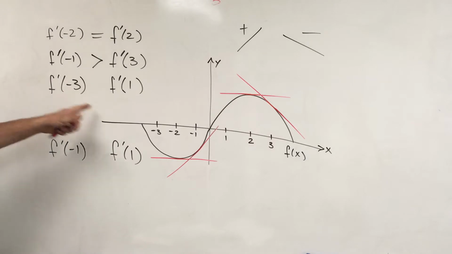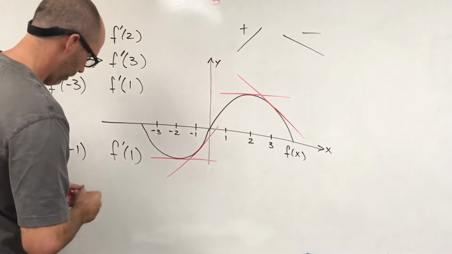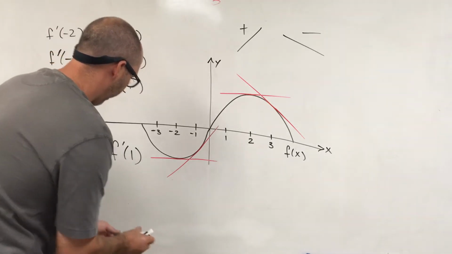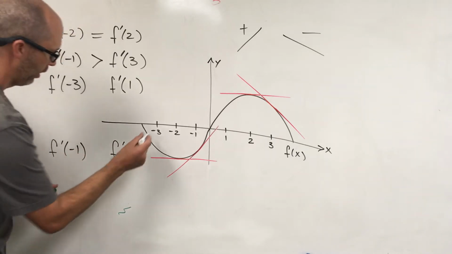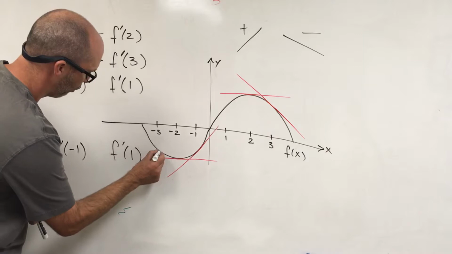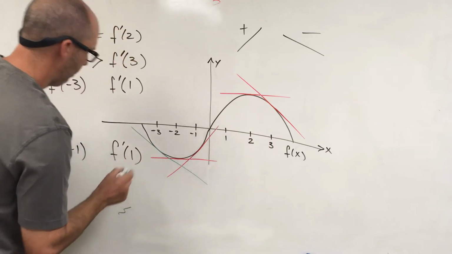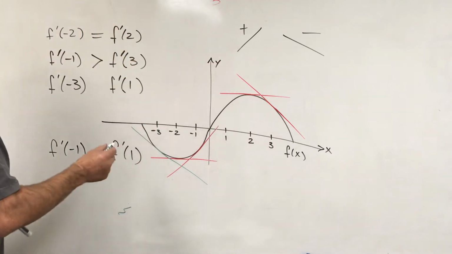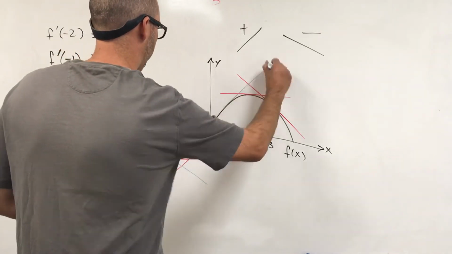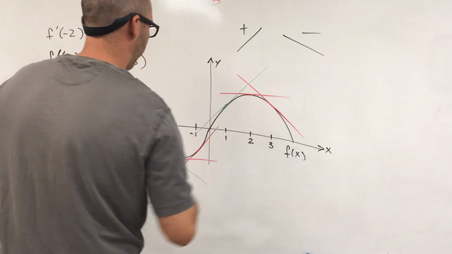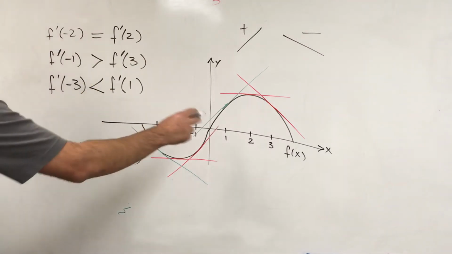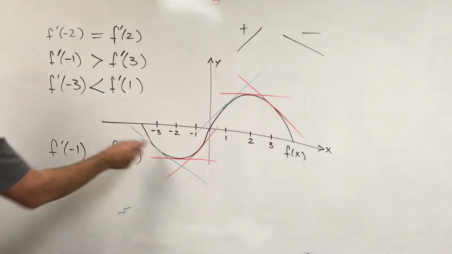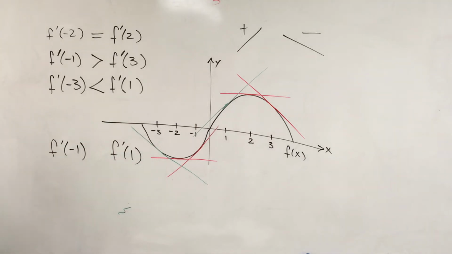f prime of -3 versus f prime of 1. Okay, f prime of -3. Let me do these in green here. f prime of -3, so that's the slope of that tangent line, which is negative. f prime of 1, slope of that tangent line. Let's see, that's positive. So f prime of 1 in this case is positive, more than, greater than a negative.